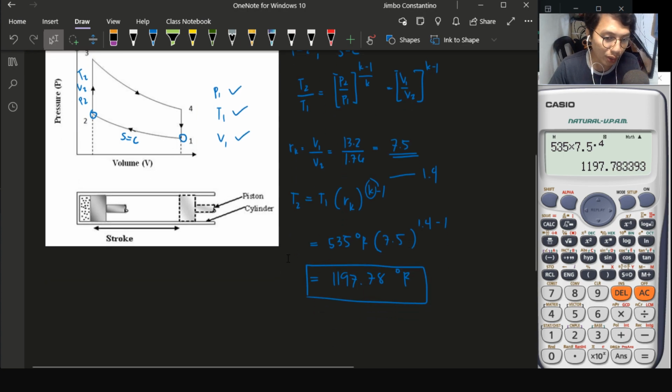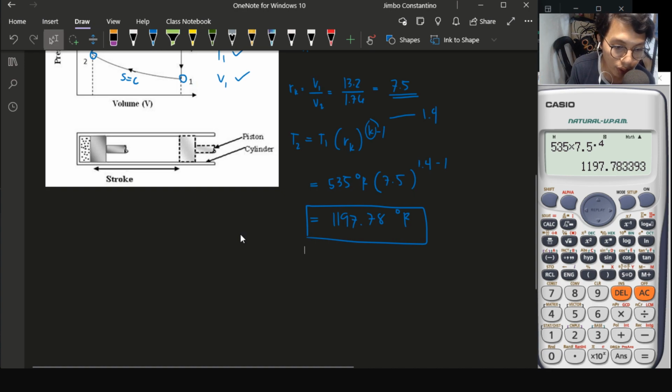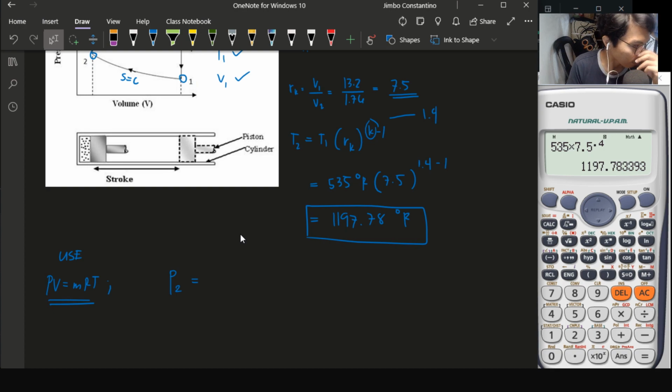Oh, meron na tayong V2. Ano na lang? P2 na lang. In order for us to solve yung P2, use yung PV is equal to MRT. O yan, na use to. And to find P2, P2 is equal to, oh, remember, yung specific volume na ibinigay dyan, that is equal to volume over the mass. Okay? Oh, meron na tayo dito R T over V2. Yung T2 is nasolve naman natin.